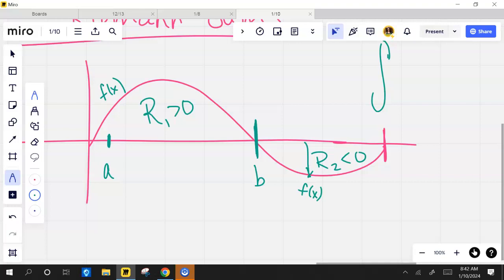Gosh, I don't want to get into too much and confuse you. Right? What did they do? Left Riemann, right Riemann, or they did all of it with the Riemann sum? Okay.